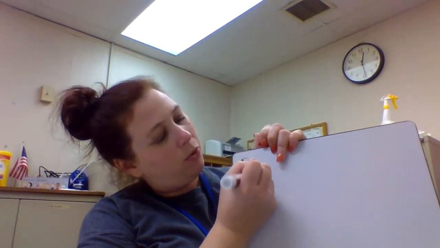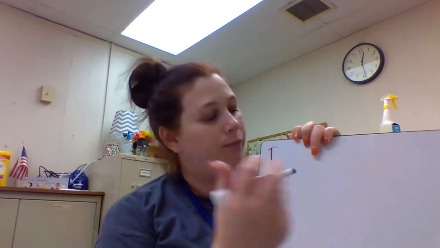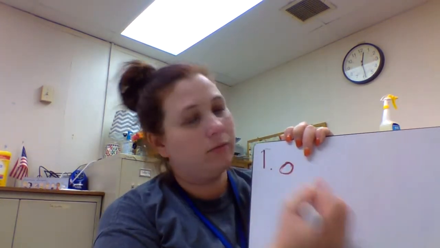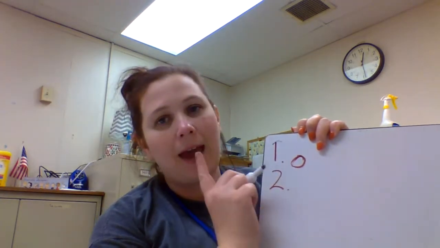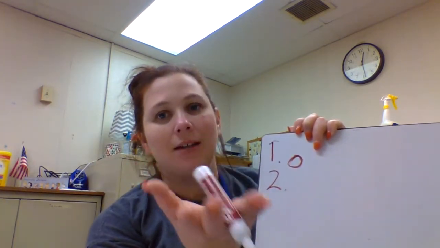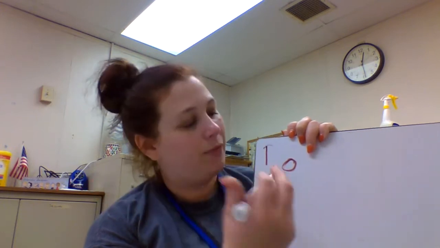We are going to do numbers 1 through 10 together. I'm going to tell you the sound. I want you to say the sound and then write it down. Tell me the letter name too. For number 1, we are going to do the sound. It's O, and I want you to write it down. O. Number 2 is A, and write it down.